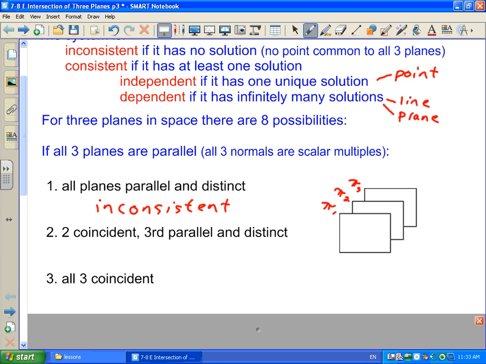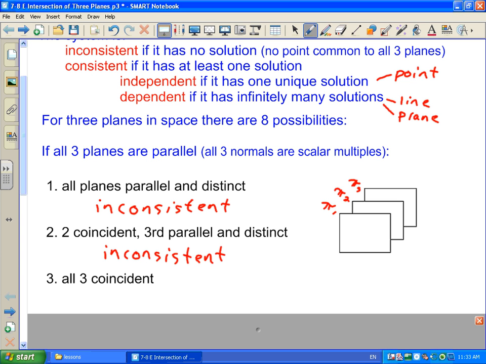Next possibility, we could have 2 of these planes being coincident, and then the third one is off on its own. It's parallel and distinct. Again, this system is going to be inconsistent, because we don't have a single point that is on all 3 of these planes. Third possibility is that all 3 of our planes could be one on top of each other. All 3 of them could be coincident.